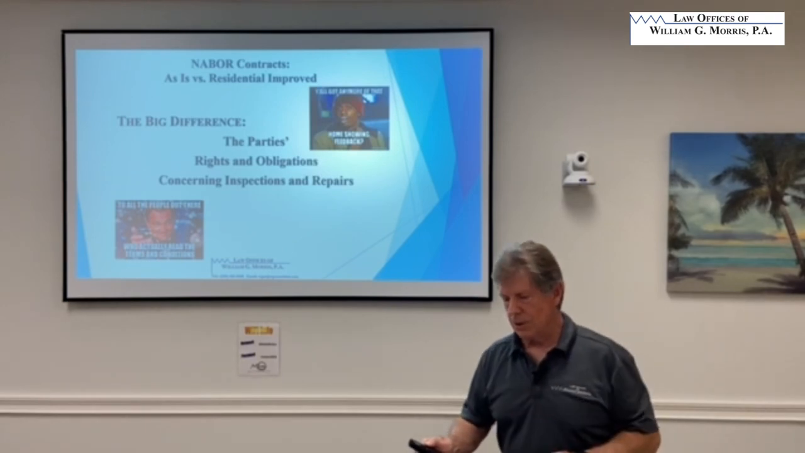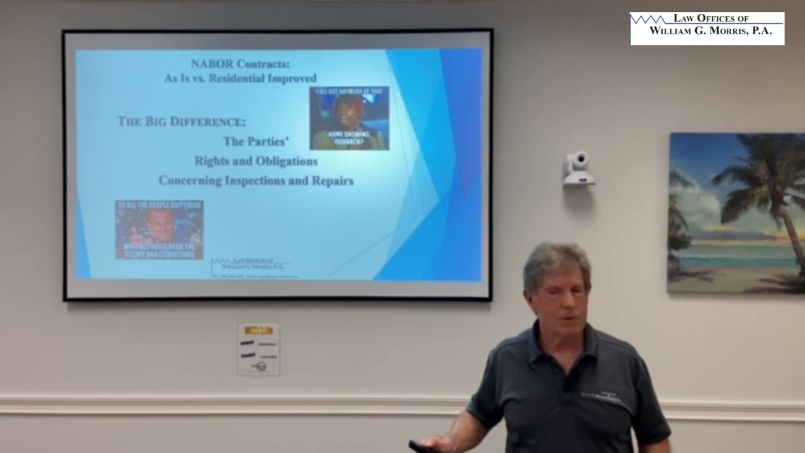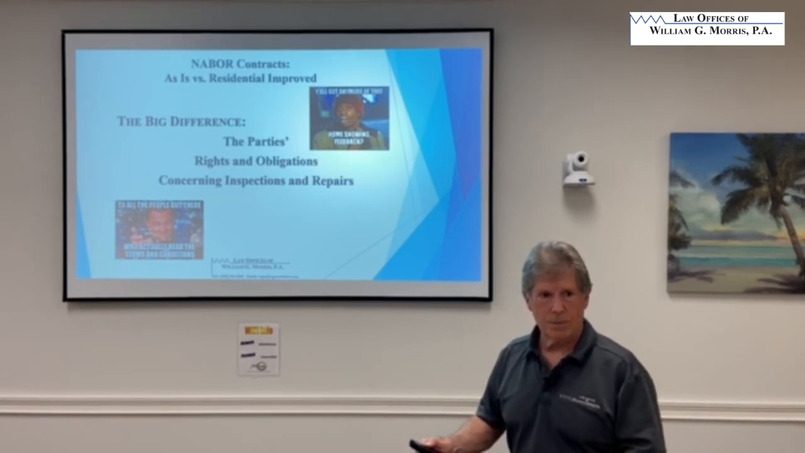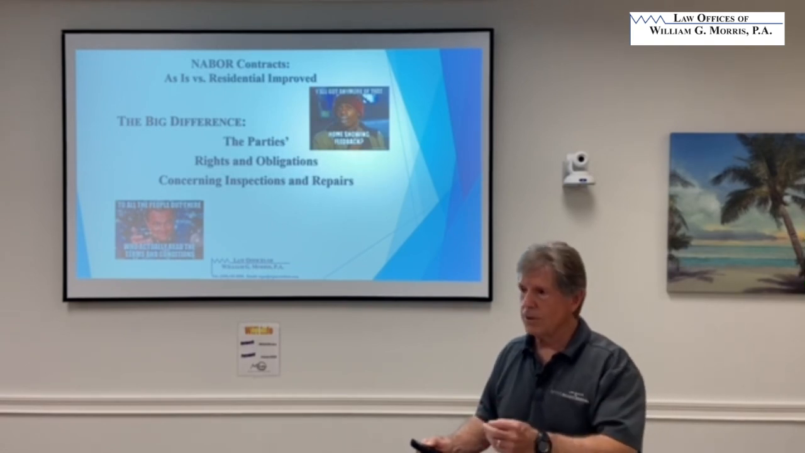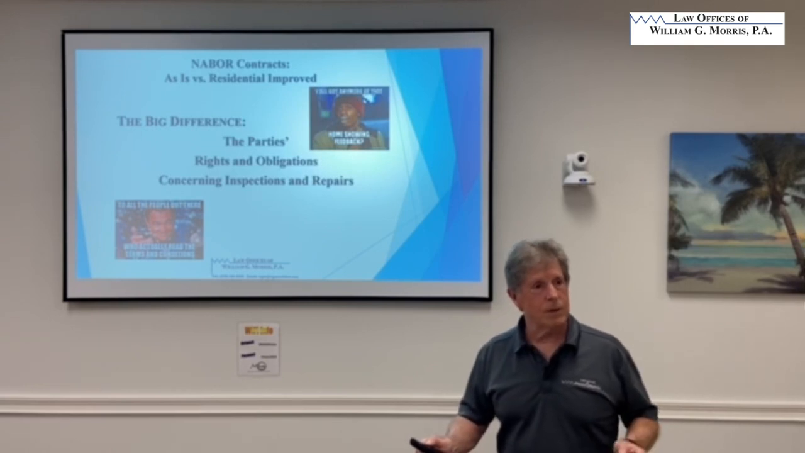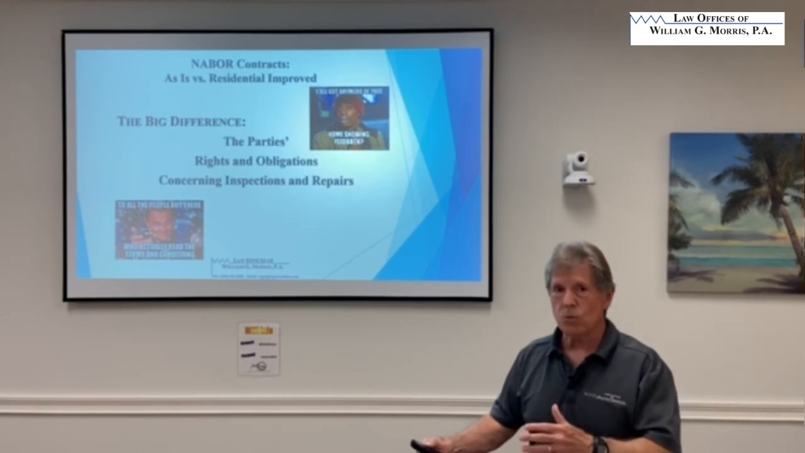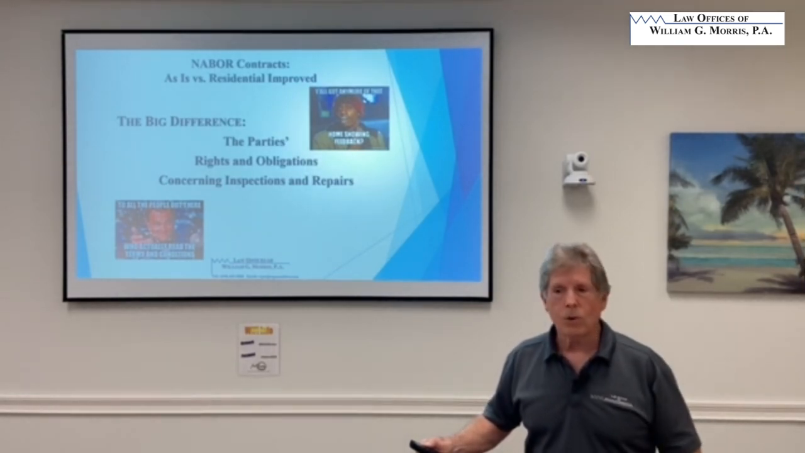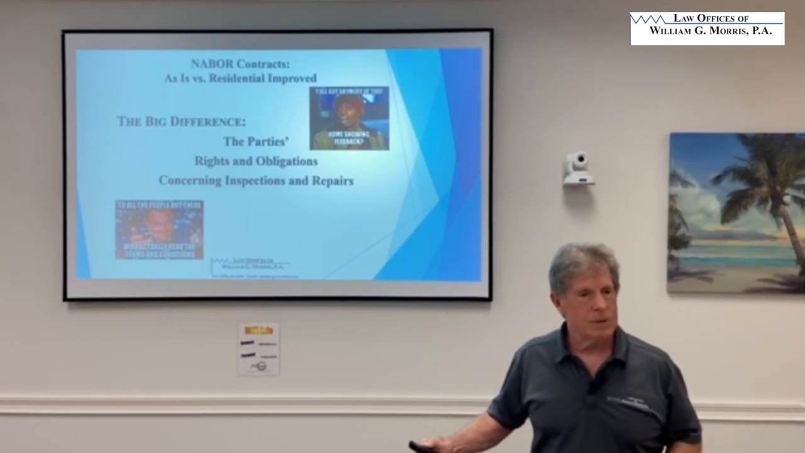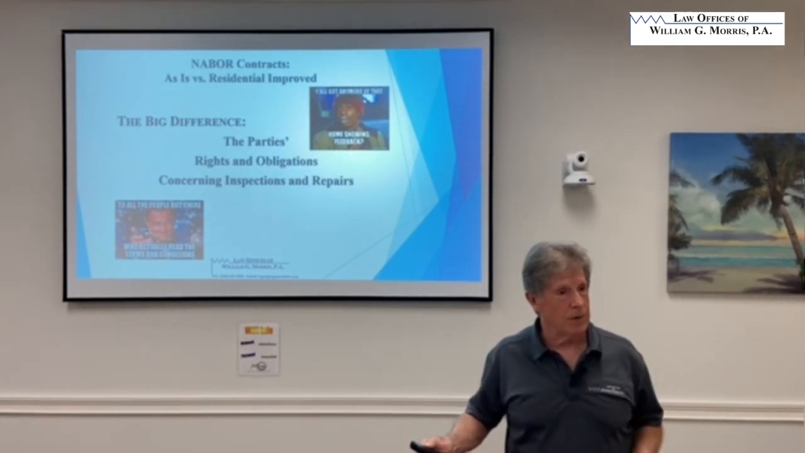Now, all of those disclosures that we talked about are in the residential improved NABOR contract form. Does anyone here think that they're also in the as-is contract form? Because hopefully you do, because all of those disclosures are also in the as-is. So whether you're using the residential improved and the buyer has a right to inspect, or the buyer has waived all right to inspect, or you're using the as-is contract form, all of those seller representations that the seller has no knowledge of any of those defective conditions are in both contracts. Okay?